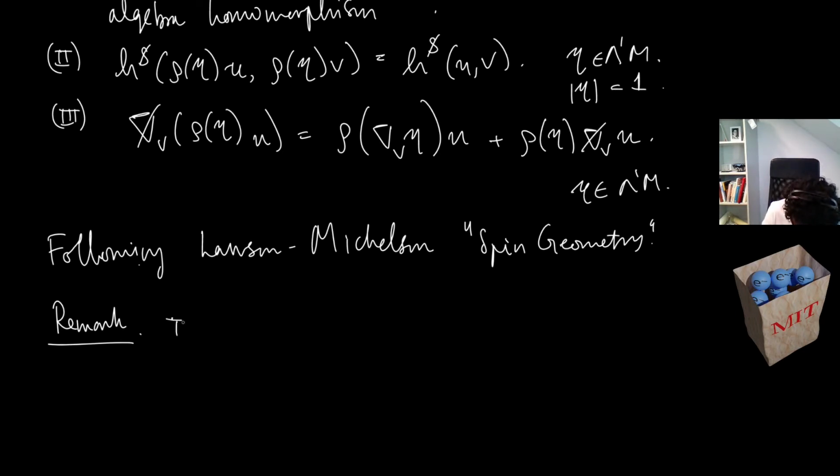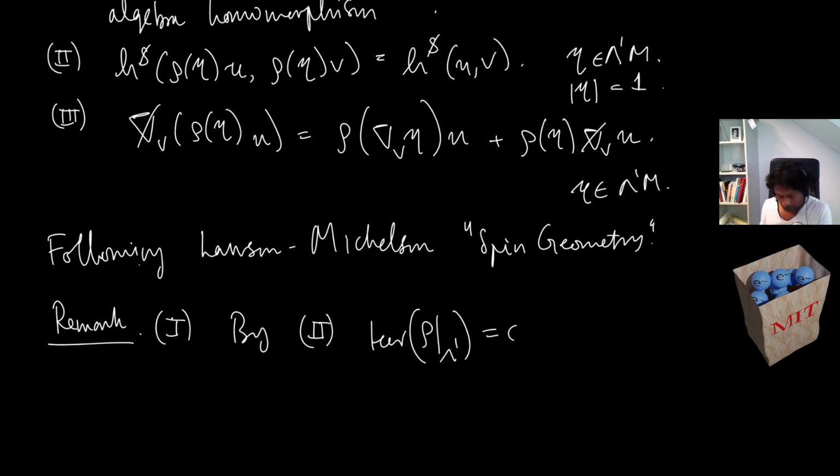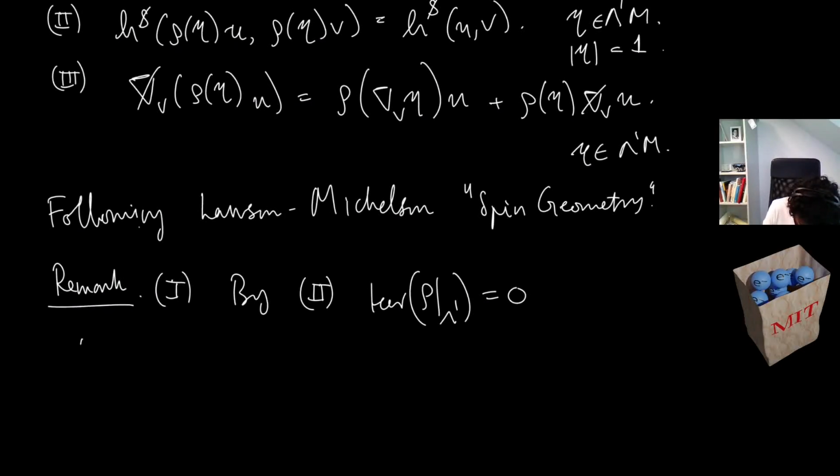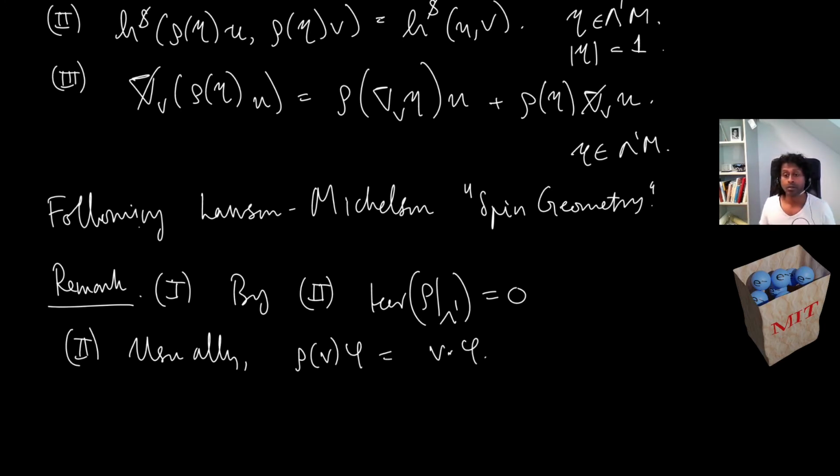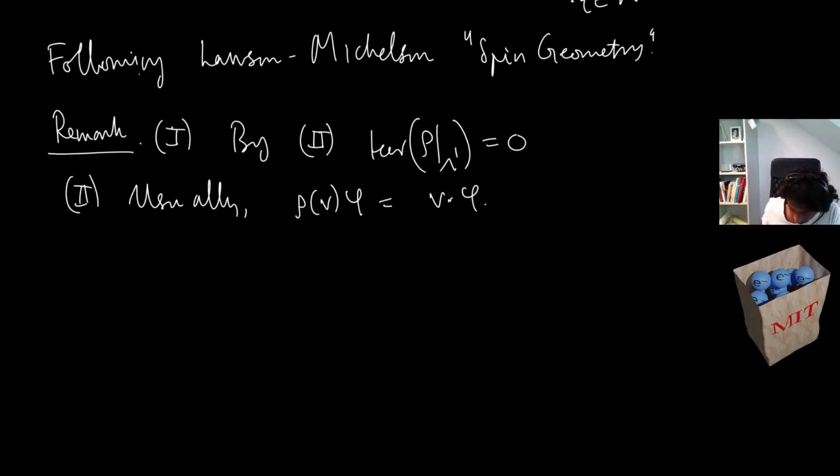The first remark is that by 2, the kernel of rho restricted to one forms is 0, because it's an isometry. And the second point I want to make is that usually, just for shorthand, rho v phi is written v dot phi.